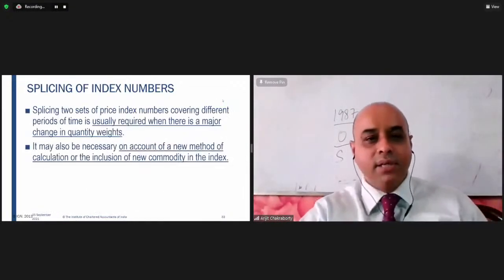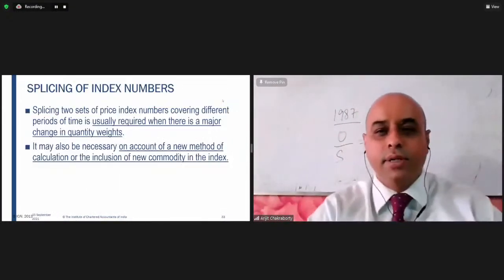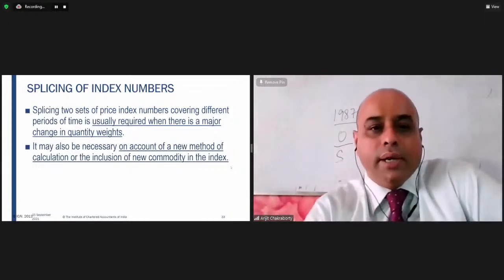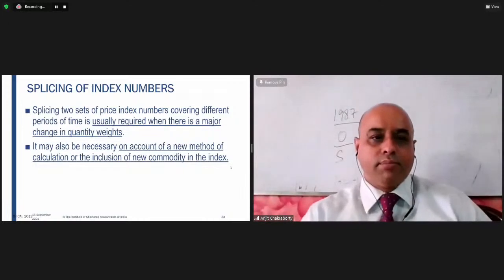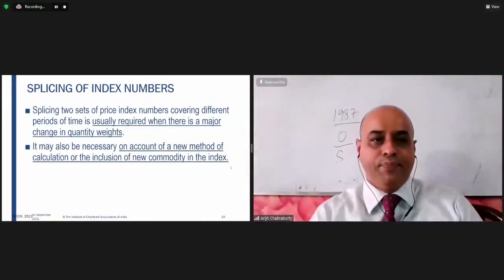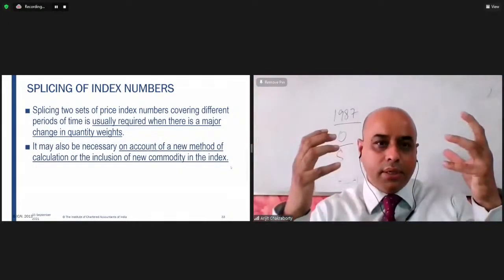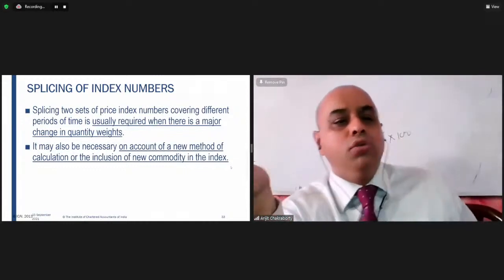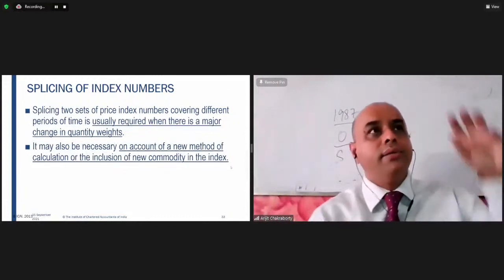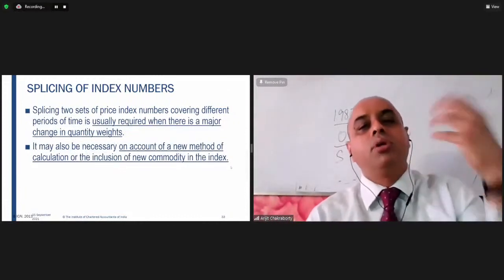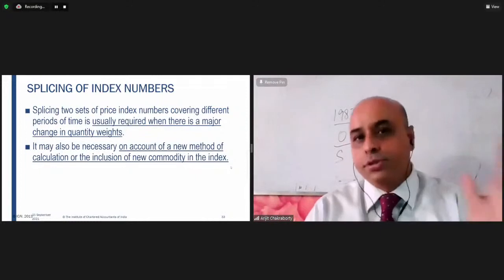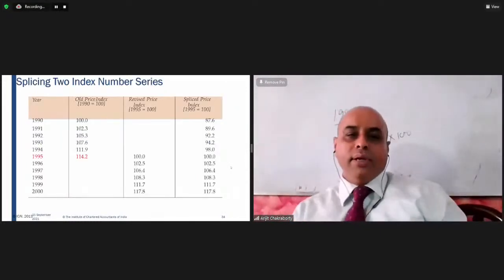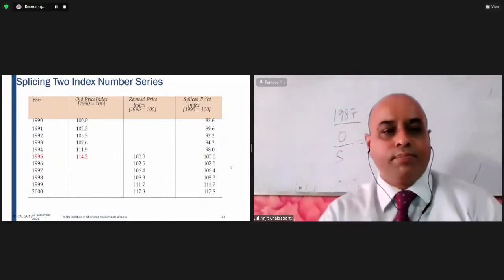Now we go to splicing of numbers, and this is the last part. Splicing means two sets of price index numbers covering different periods of time. Now how to do splicing? It might be necessary when a new method of calculation is adopted, or say in the original price index, some new commodity has to be included. Okay, so shifting we have seen, the last one is splicing. Splicing of index numbers, let us take this example.